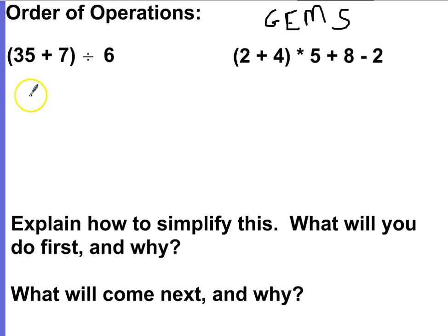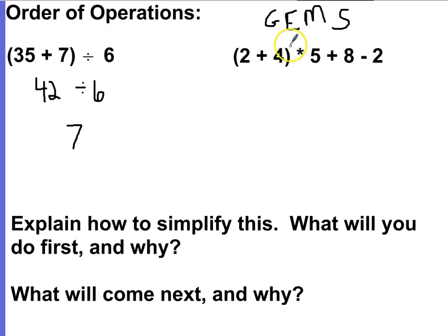Okay, well, we're back. So I'm looking at the first example, and I'm looking at GEMS and groupings. Well, groupings include parentheses, so that means I have to do parentheses first. 35 plus 7 is going to be 42. And I bring everything else down. 42 divided by 6 is 7. And I have simplified. There's nothing else that I can do. I've worked it out to my final answer.